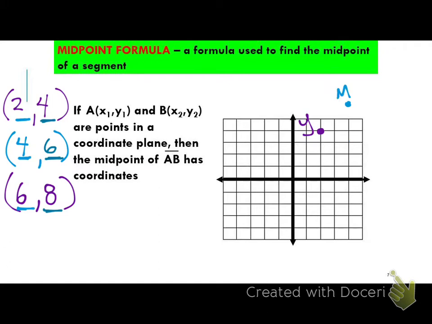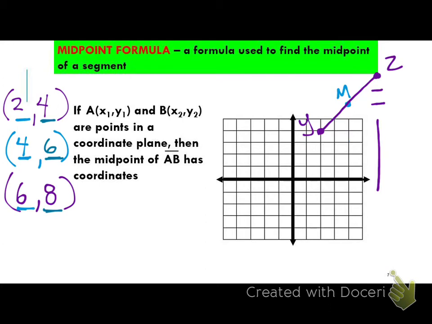And then the last one was 6, 8. So over 5, we'll say that this is 6. And then up 8. So 1, 2, 3, 4, 5, 6, 7, 8. So this is where we'll call it Z. Ta-da! So there is a formula that you can use. And if you want to use it, you surely can. But sometimes it's really easy just to do it in your head.